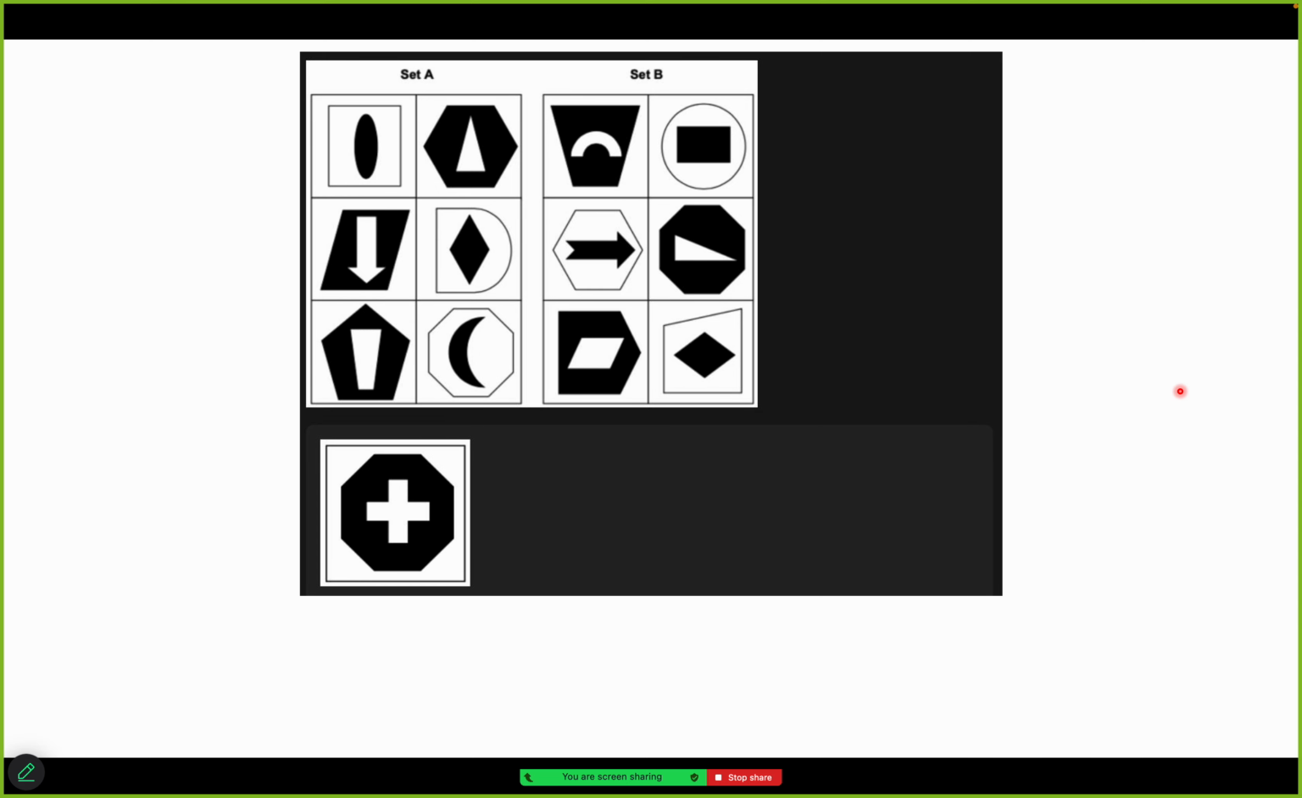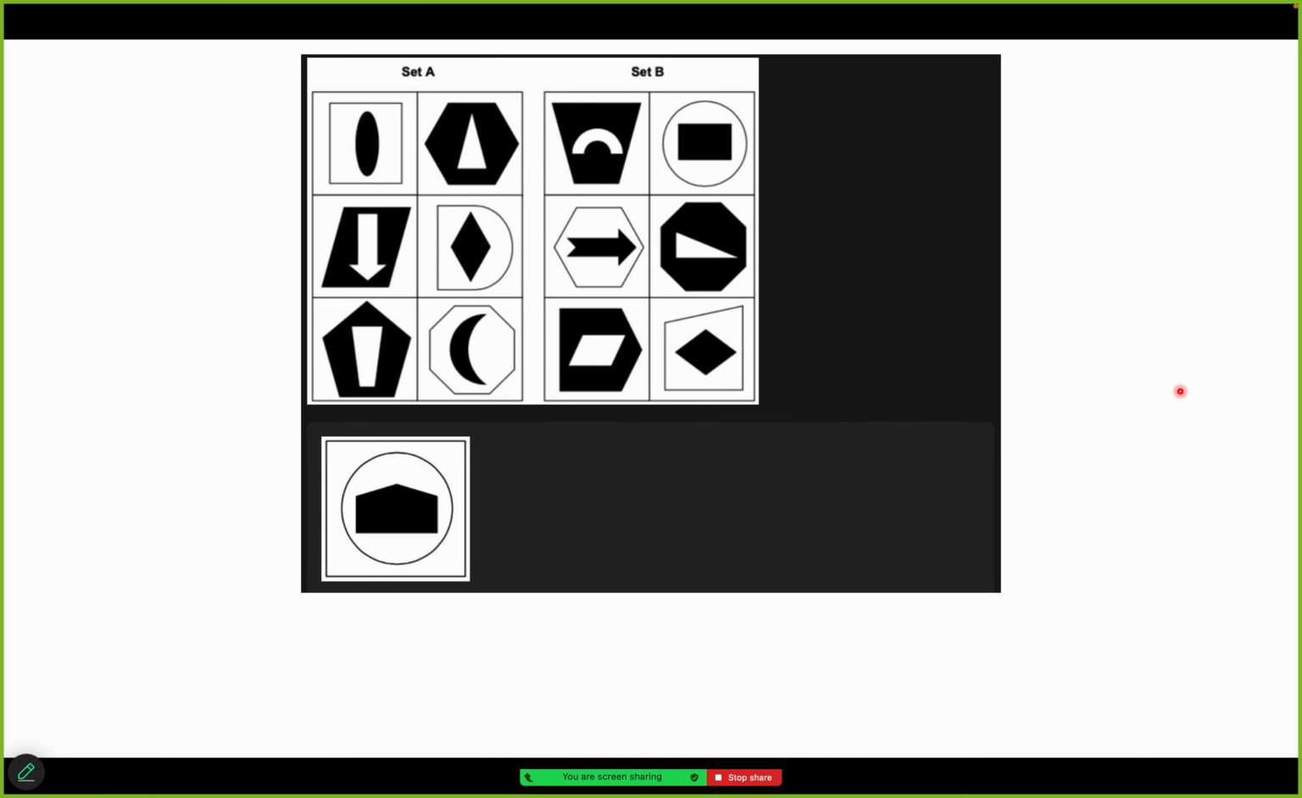Now, what about the test shape? It would be neither because it's both wide and tall. Good. This one would be B. Okay.